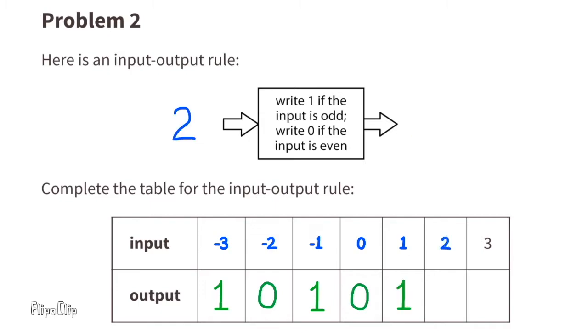When the input is 2, that's even. I'll write 0 for the output. When the input's 3, that's odd. I'll write 1 for the output.